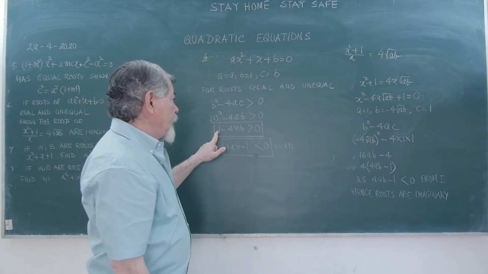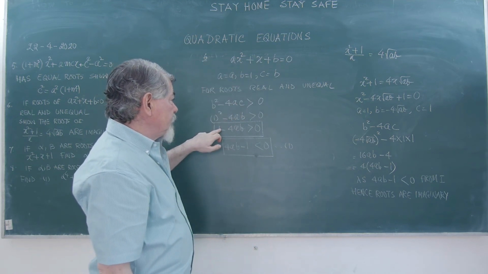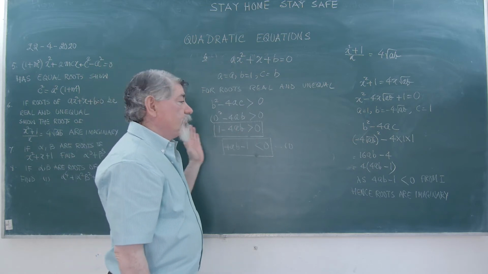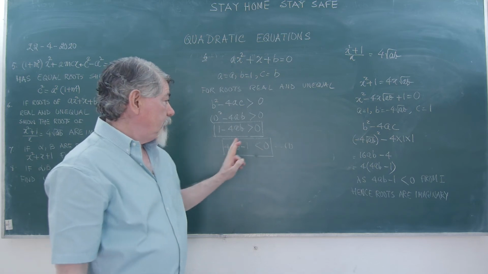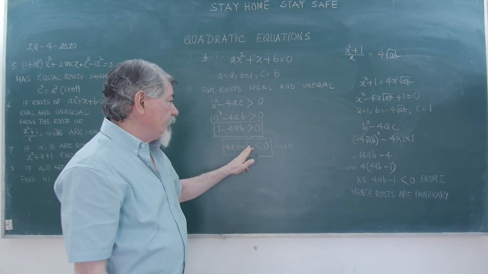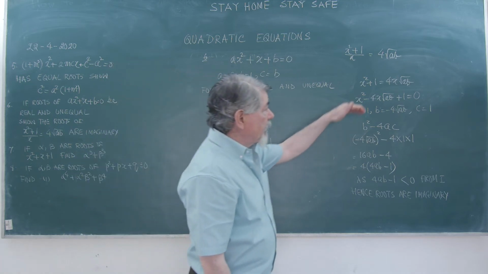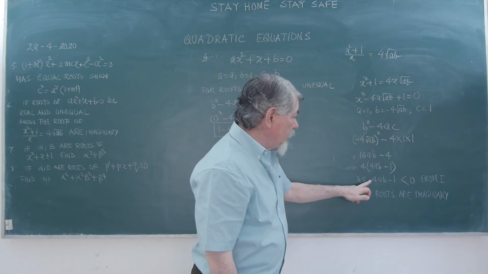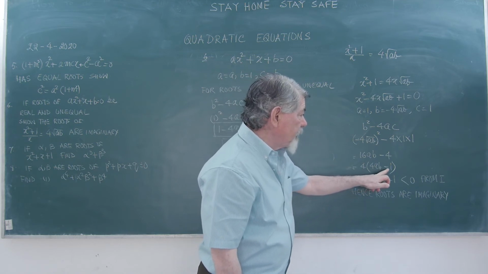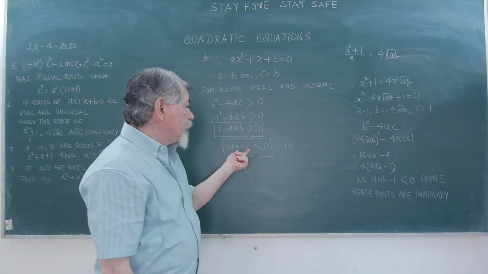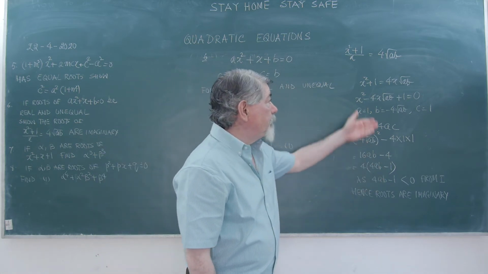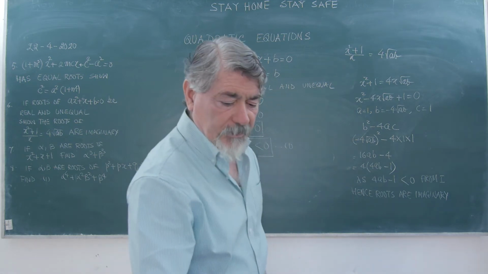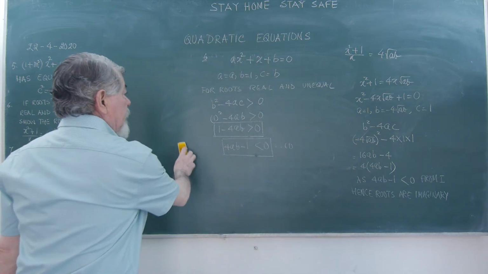Once again, we got 1 minus 4ab greater than 0 by the given condition. If I multiply both sides with the negative sign, 4ab minus 1 will become less than 0. When I calculated b square minus 4ac here, I got 4 into 4ab minus 1. And 4ab minus 1 is less than 0. That means the roots of this equation are going to be imaginary.